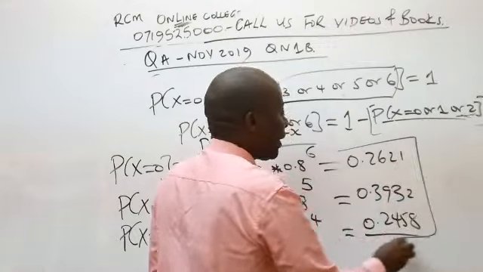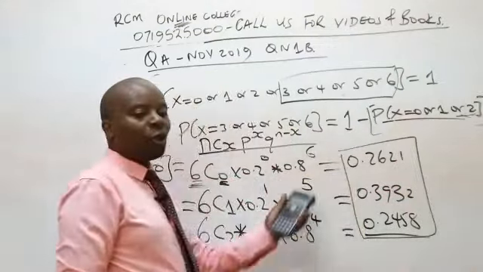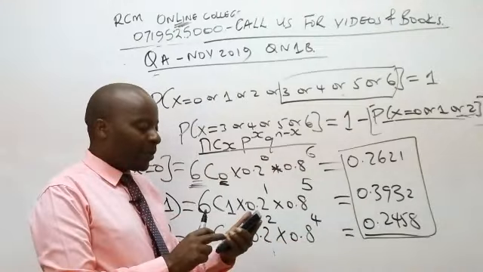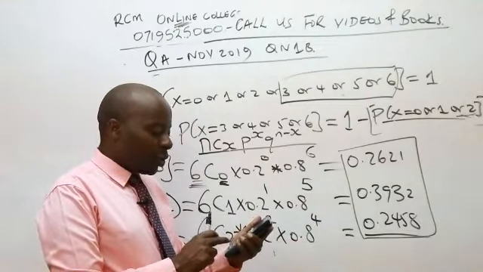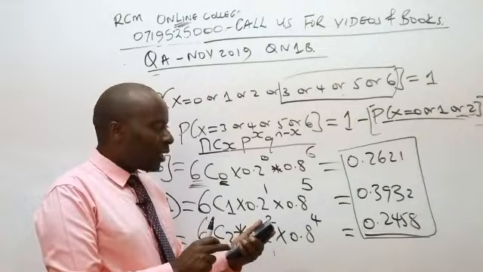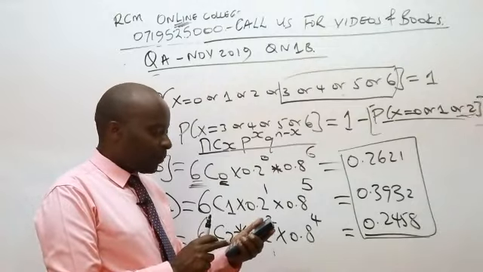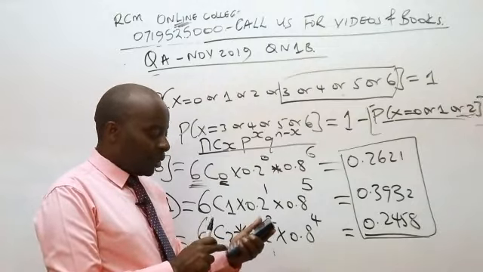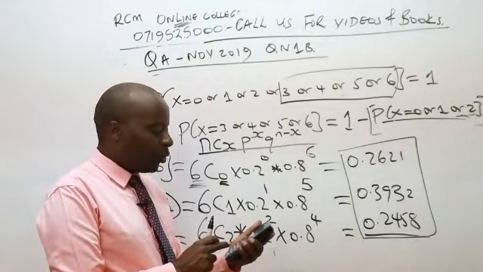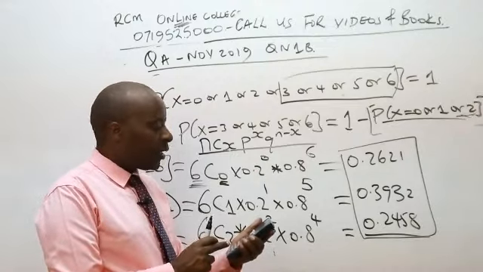Ladies and gentlemen, come and give us a consolidated total figure. Add them. So this gives us 0.2621 plus 0.3932 plus 0.2458.